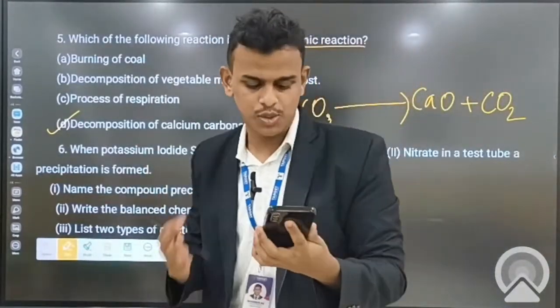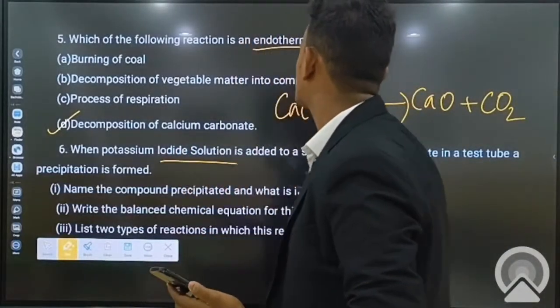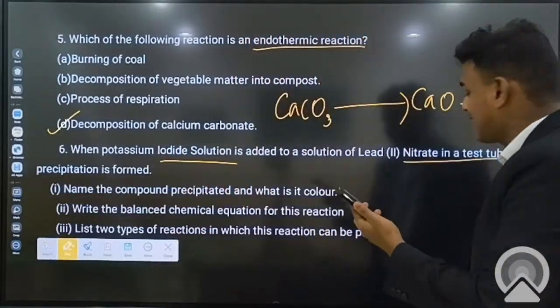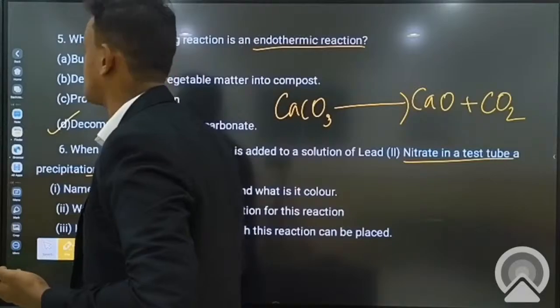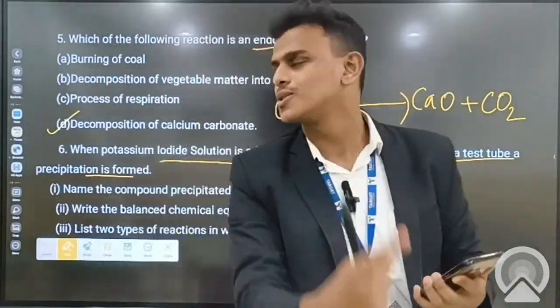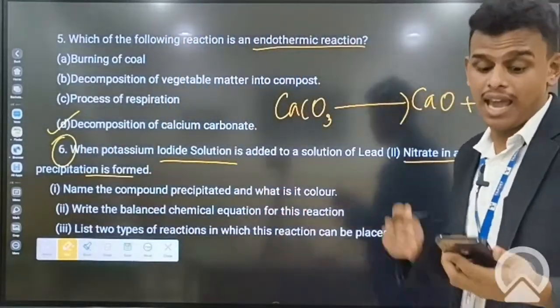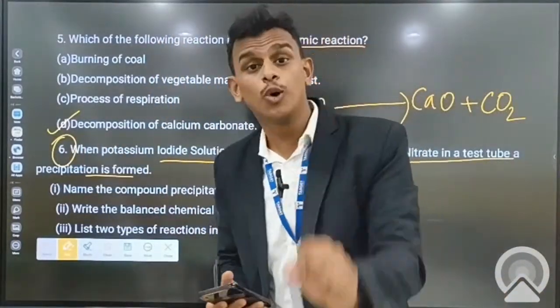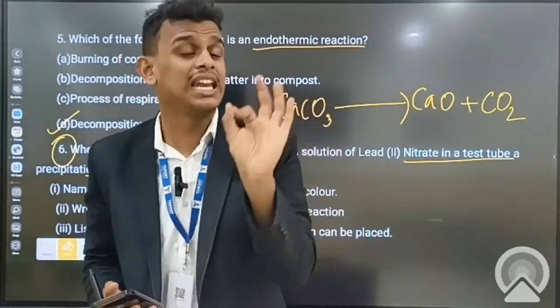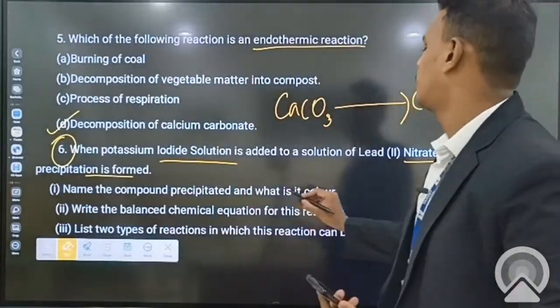Next question. When potassium iodide solution is added to a solution of lead nitrate in a test tube, a precipitate is formed. You can ensure two questions, one question is the same. This question is very important. They may ask this question. In our notebook, in our printed note, it's very clear that this was very important. So name the compound precipitated.